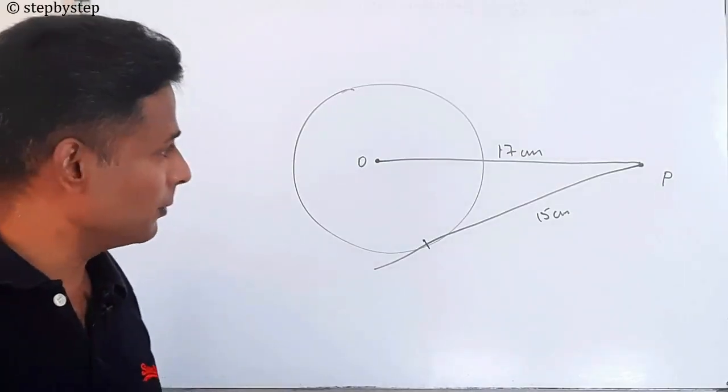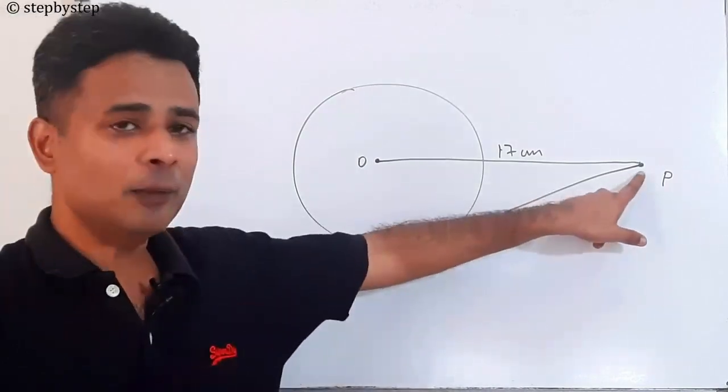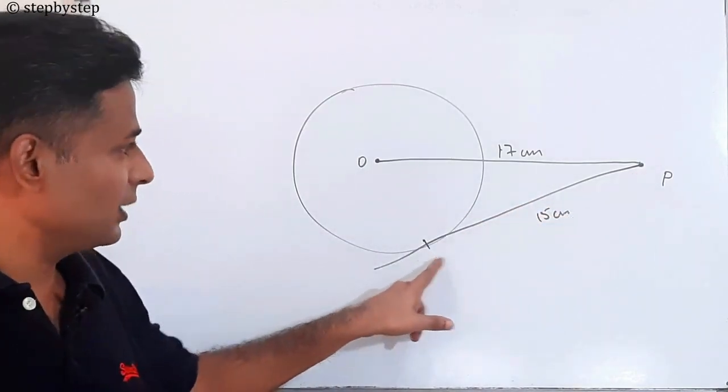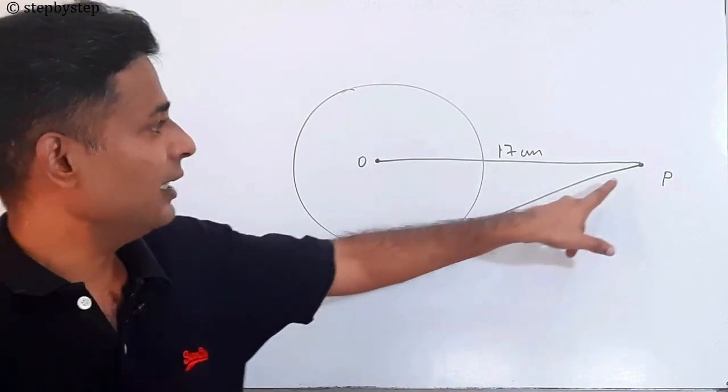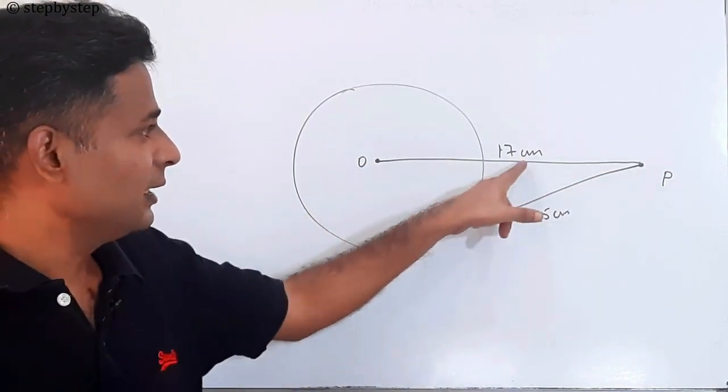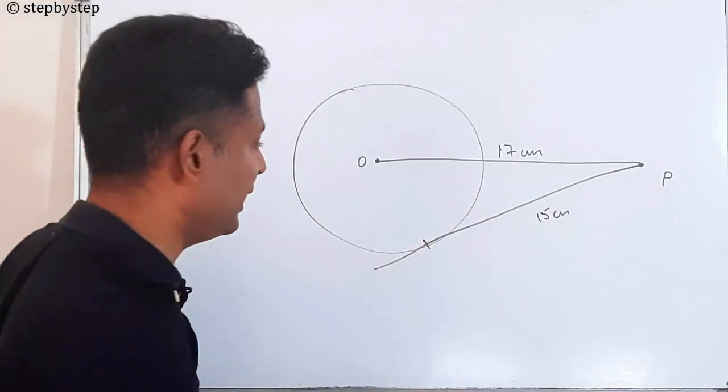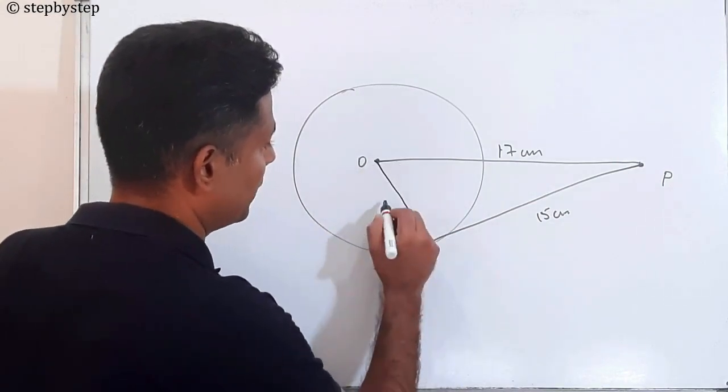Guys, now the third problem. They have told from an external point P, the length of the tangent to a circle is 15 centimeters, and they have said the distance of P from the center is 17 centimeters. They have asked us to find the radius. A very simple problem. This is R.